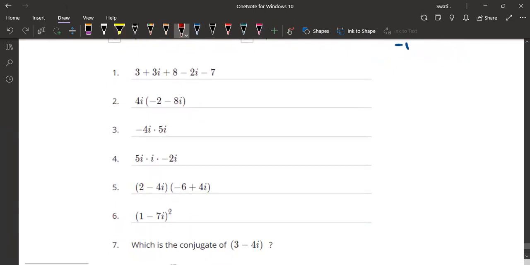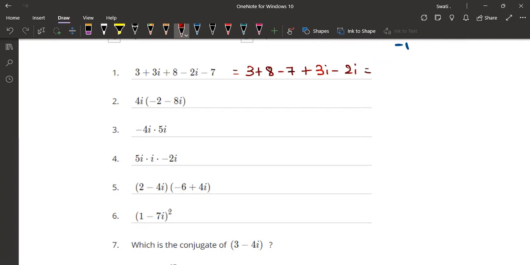So the first question is 3 plus 3i plus 8 minus 2i minus 7. Simply we will write down all the real parts together. So 3 plus 8 minus 7 together, and then plus 3i minus 2i together. Of course, 3 plus 8 is 11, and 11 minus 7 is 4. And 3i minus 2i is simply i, right? So the answer is 4 plus i.